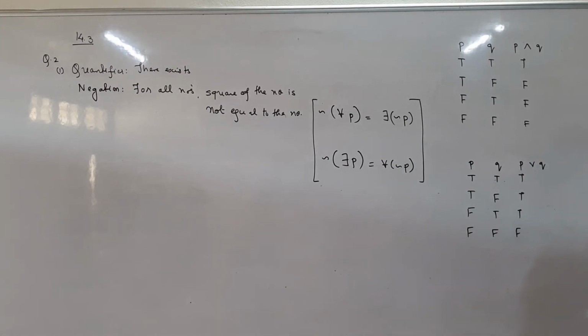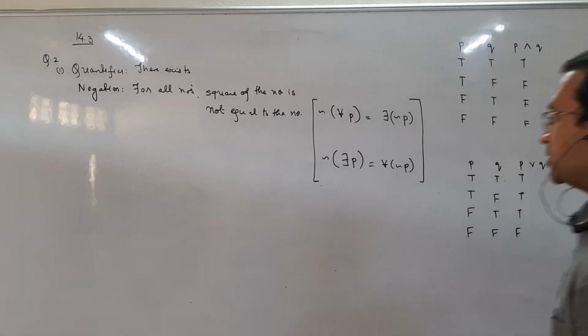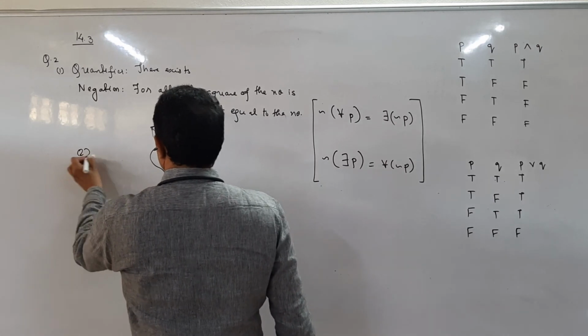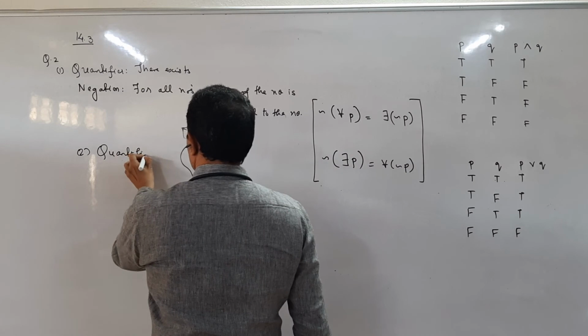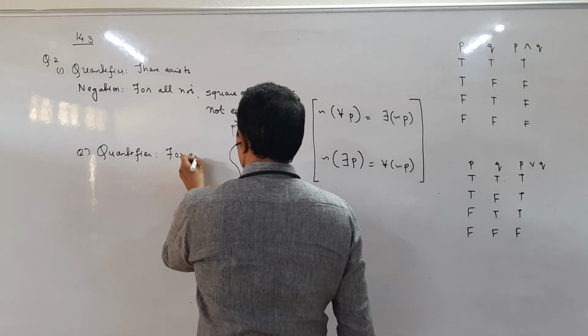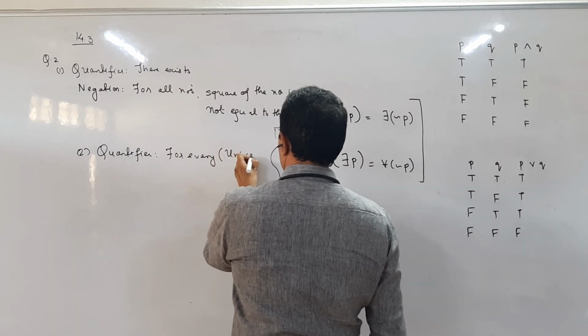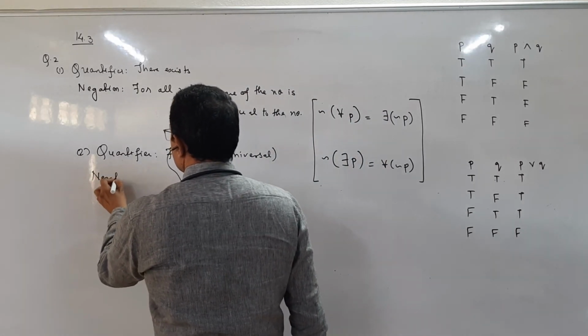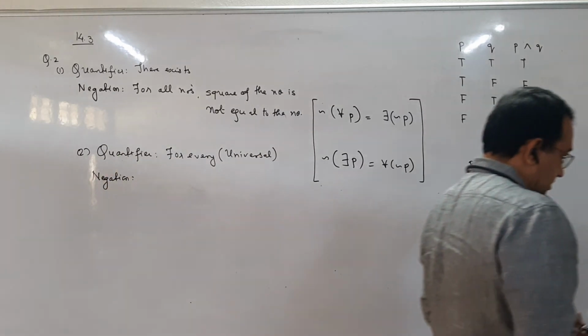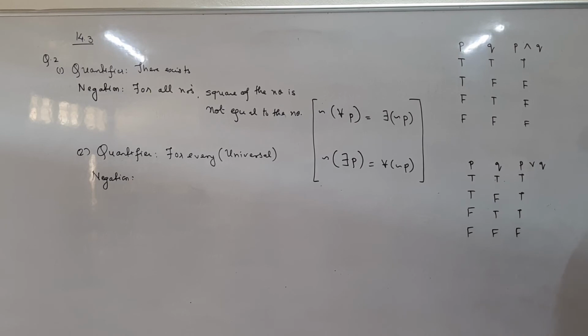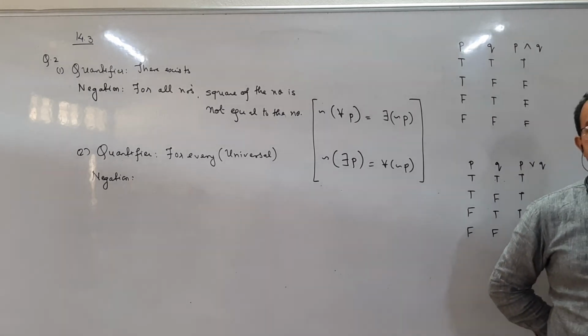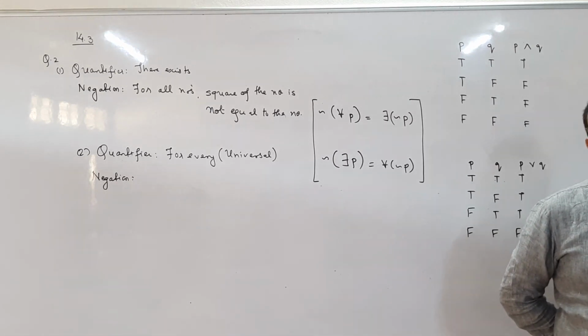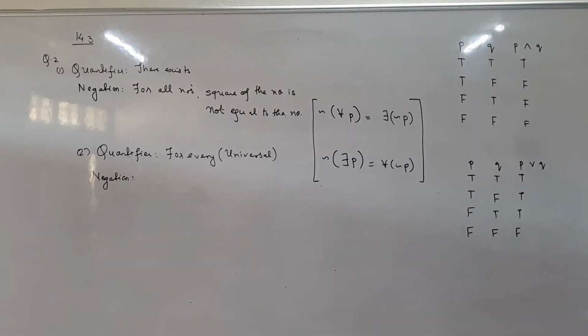Now second statement, for every real number x, x is less than x plus 1. For every, so quantifier is universal, universal or for all. For every, I can definitely call this as universal. So what is the negation, students, of the statement? The statement tells us that for every real number x, x is less than x plus 1. Means there exists a real number x such that x is not less than x plus 1.